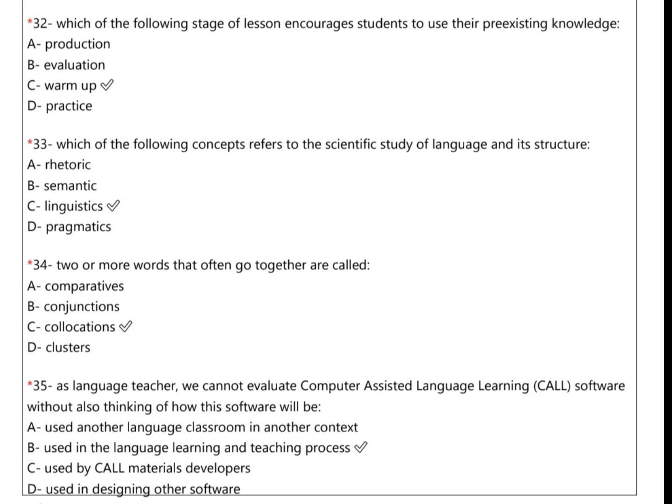34. Two or more words that often go together are called: A. Comparatives. B. Conjunctions. C. Collocations. D. Clusters.